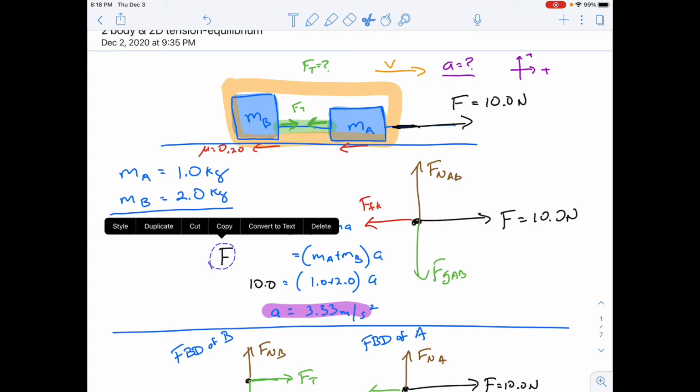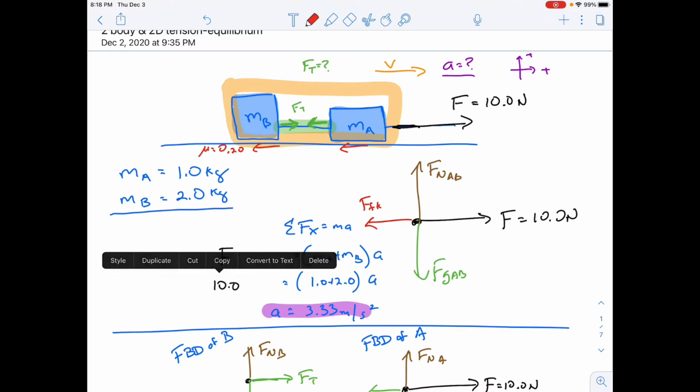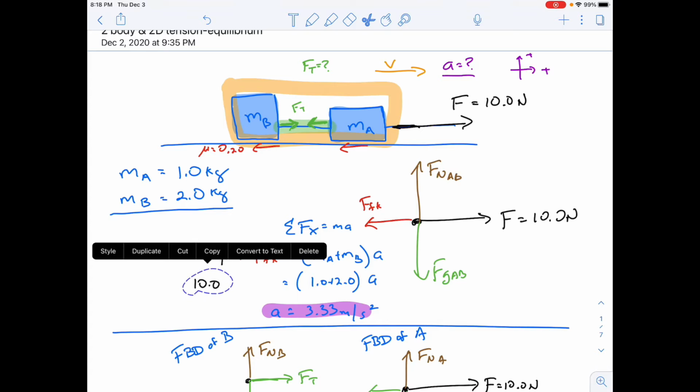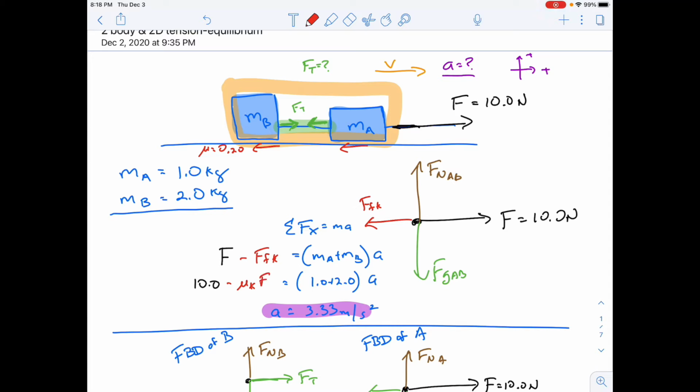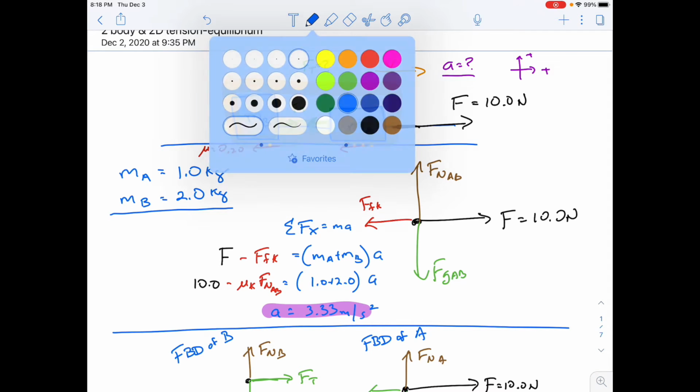So we know there's a force. Now we just have to subtract the friction. Now, of course, we know that friction can be thought of as the mu k times the normal force. And this would be the normal force of A and B. So we do now need the y direction analysis, right? We need to find that normal force.